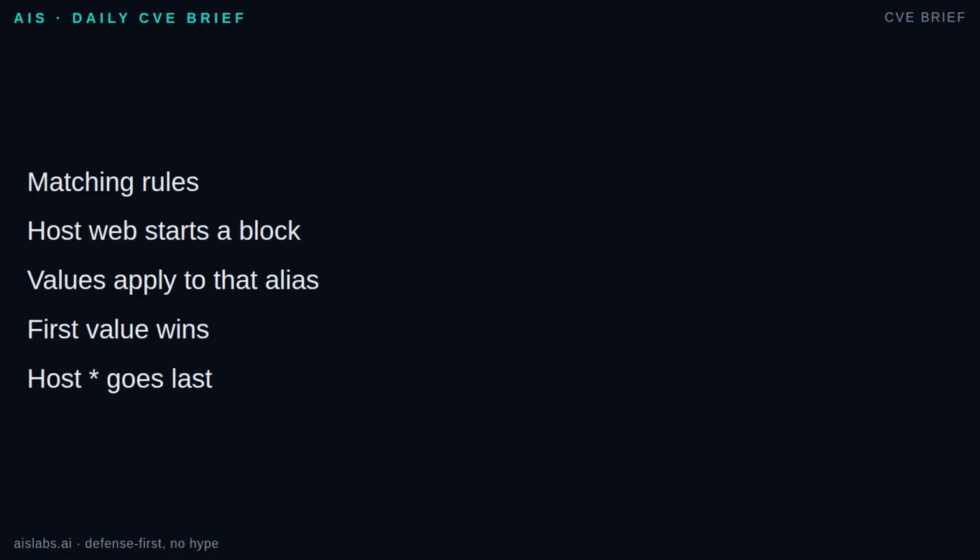Matching is top to bottom. The important rule is this: for each setting, the first value obtained wins. That means order matters. Put specific hosts first. Put broad defaults, especially Host *, at the bottom. If Host * appears at the top and sets User or Port, your later Host blocks may not override those values the way you expect.